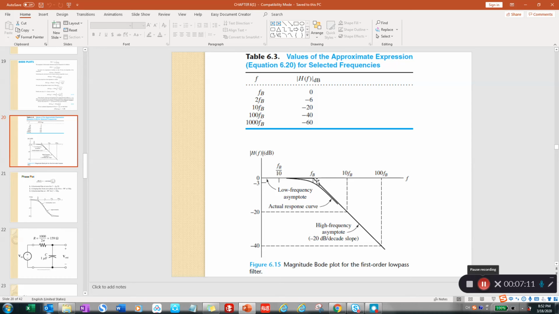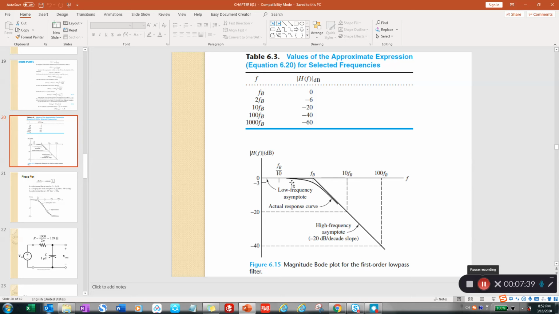So we know that if F equals FB, it is equal to -3, right? And if F equals 2FB, it is equal to -6. So if you have these points and you draw them, you can get a curve. Here, let's first look at the curve, right? This is your Bode plot, the real Bode plot.